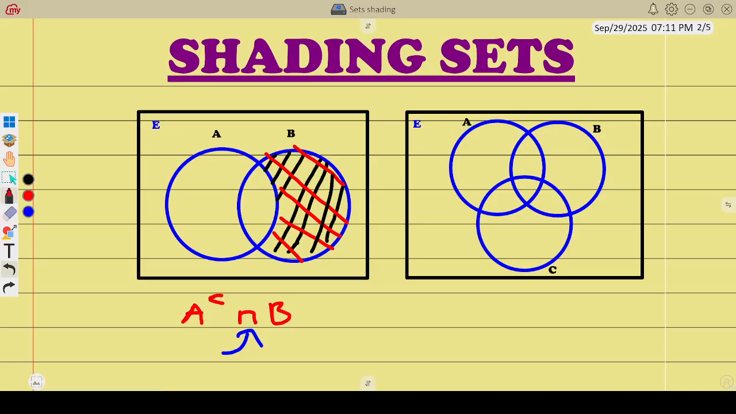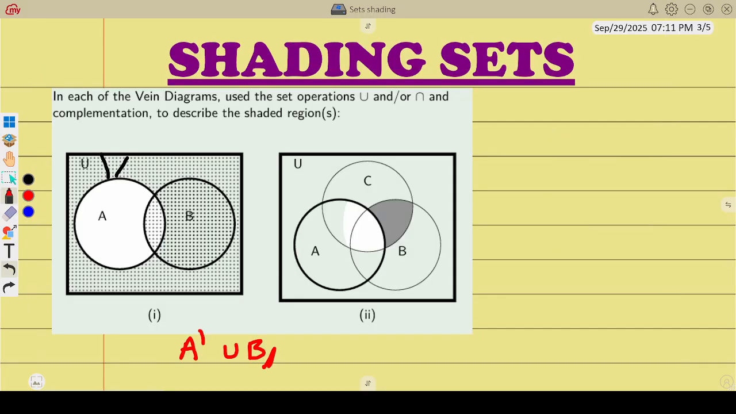For you to know if you've understood, try this: B complement intersection C, and then show me your work so that you can be very sure. And then let's come to this one. What is the operation? You can see outside of A is not shaded.